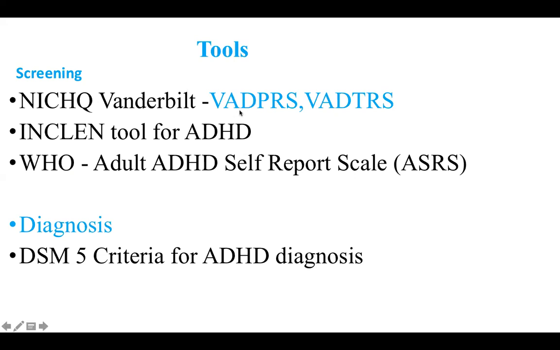The VADPRS stands for Vanderbilt Parent Rating Scale. Okay, so this is for parents, and VADTRS is for teachers. Both components are freely available, the primary questionnaire as well as the follow-up questionnaire and the scoring system for both. Then we have our very own Indian tool, the Incline tool for ADHD. Both these tools are based on the DSM criteria, DSM-4 criteria. And then WHO has come up with an adult ADHD self-report scale, which is again freely available on the net.